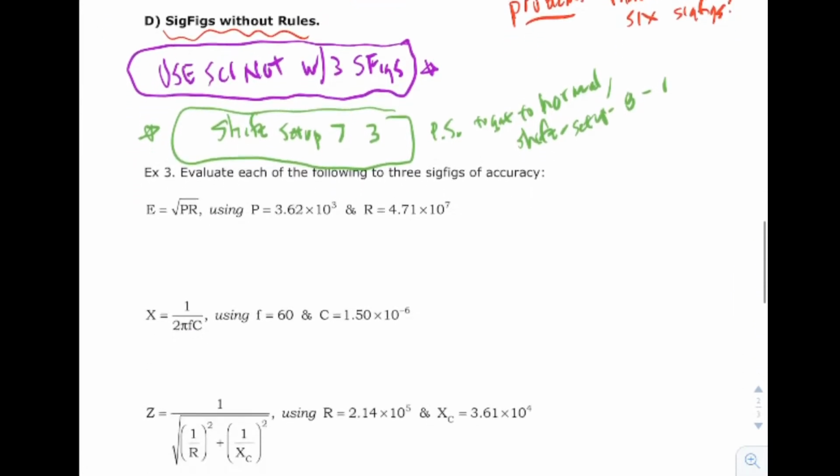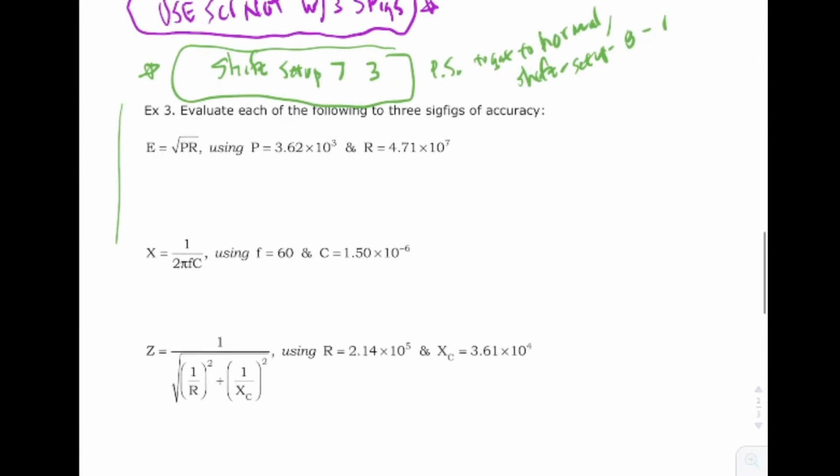Now we come to the main event. How do you do math with scientific notation using this calculator? So I've got 3 formulas here. These are electrical formulas. These are real things that you're going to have to deal with. So let's show you how you use the calculator to do all these things.